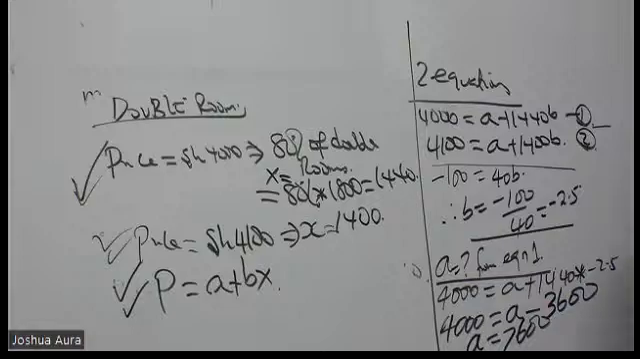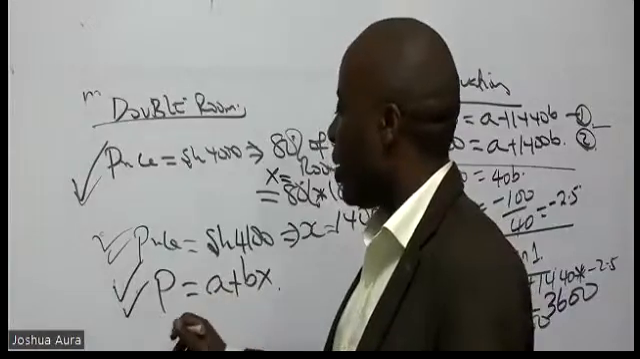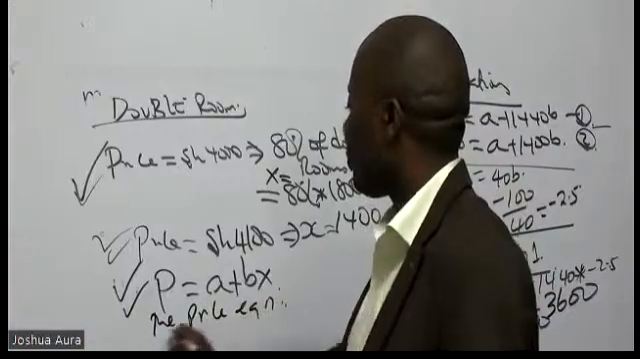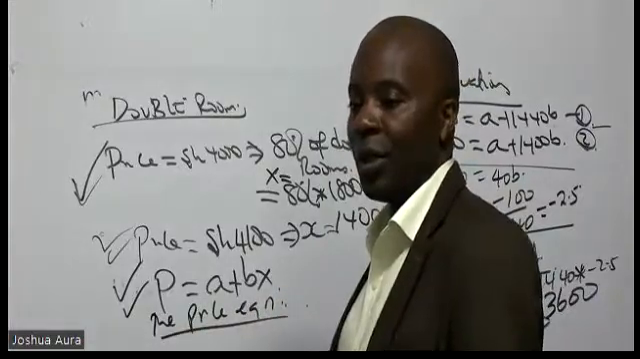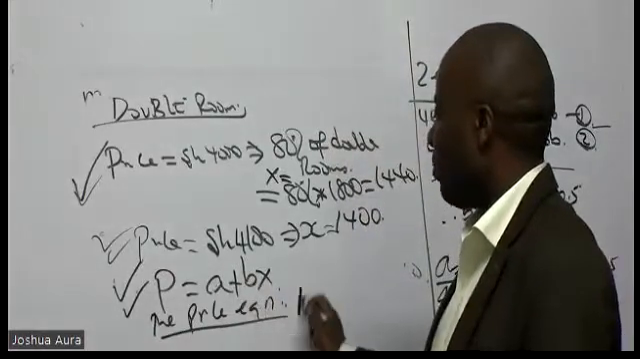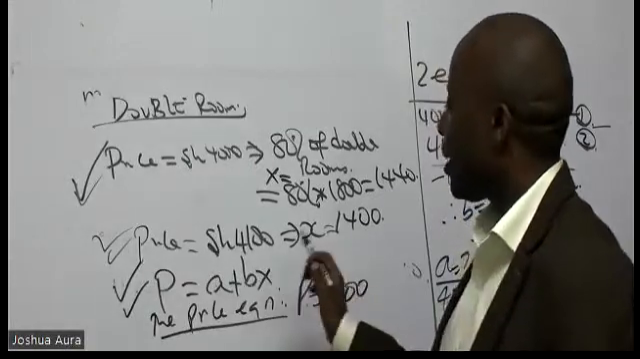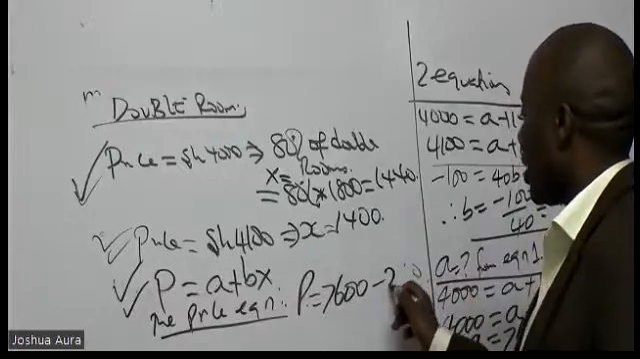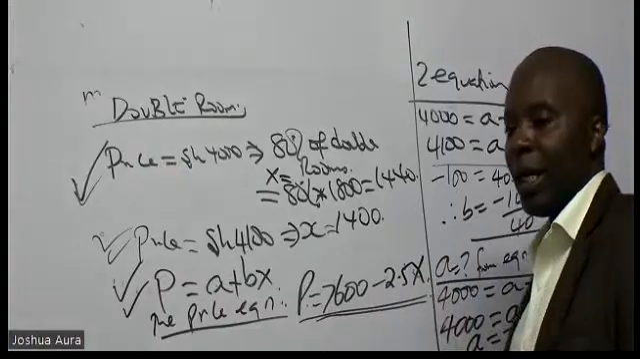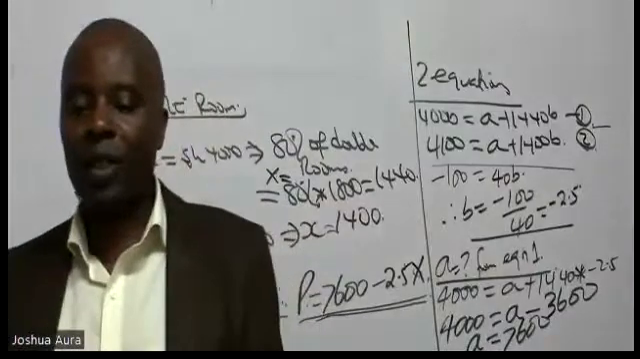So my work tonight will be to come here and write the price equation comfortably. The price equation. We already have A, we have B. So price equals A, you have given me a figure of 7,600, plus B, which itself is negative, so negative 2.5 X. That is the price function.